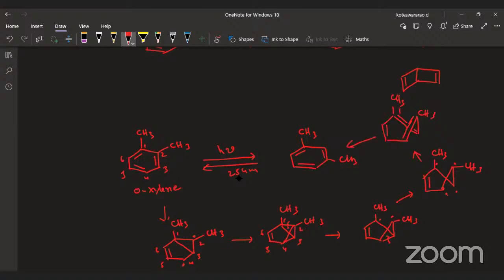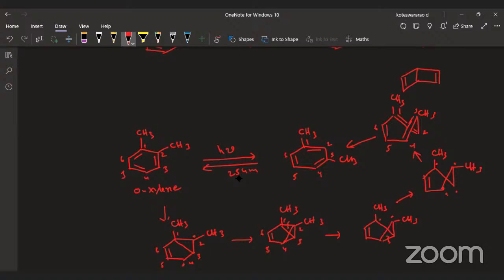Now this will lead to this bond. Look at here. 1, 2, 3, 4, 5, 6. Now we count it. After the rearrangement, it is a difficult task. The bond is like this. 1, 2, 3, 4, 5, 6. Look at here. That is the rearranged product. This is the isomerization reaction.